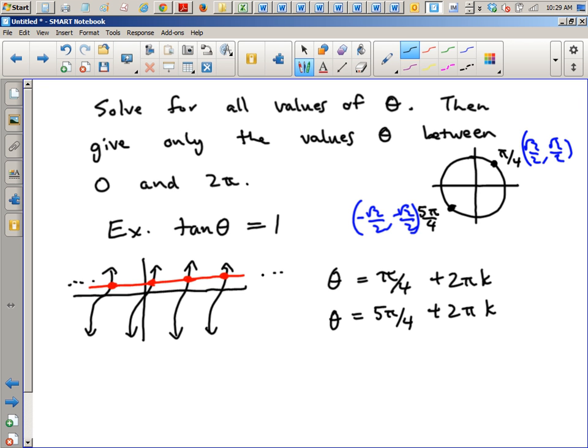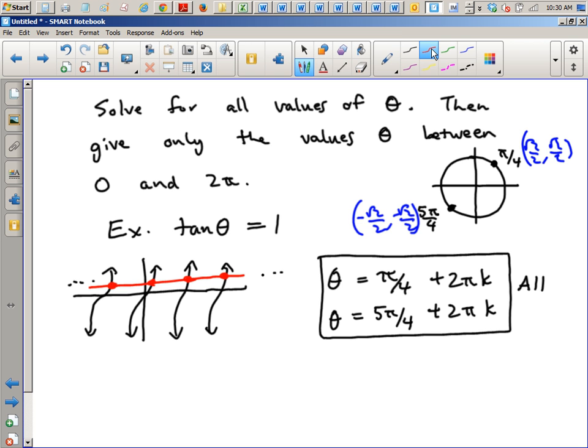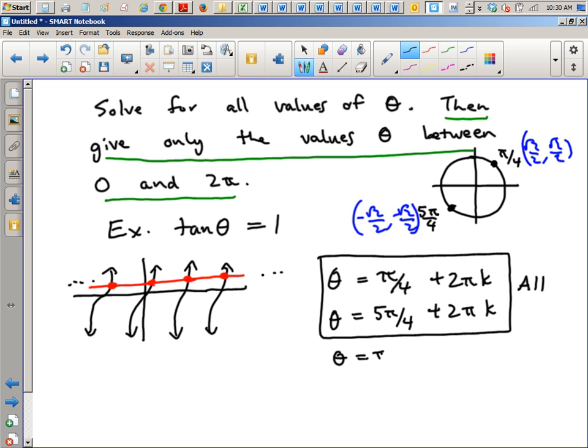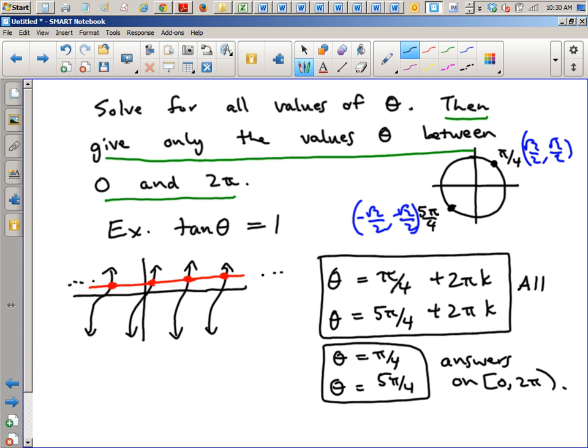Okay? All right. These are all the possible answers. If you want only the answers, because there's a second part to this, if you want only the answers between 0 and 2 pi, then just give the pi over 4 and 5 pi over 4 answers. These are the answers on the interval 0 to 2 pi. Okay? Because they ask for 2 answers to this problem if you read the instructions.